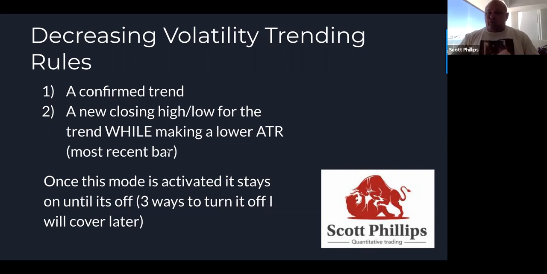So what you're looking for, and I'll explain this, I'll show you a bunch of examples, don't worry yet. You're looking for one single bar, just one bar of a new closing high with a decreased ATR. Once this mode is activated, it stays on until it's off. And there's 3 ways to turn it off. I'm going to be covering those later.